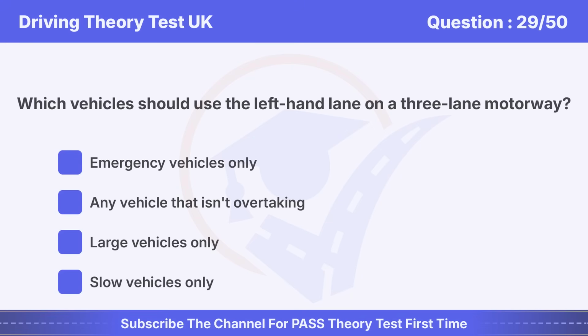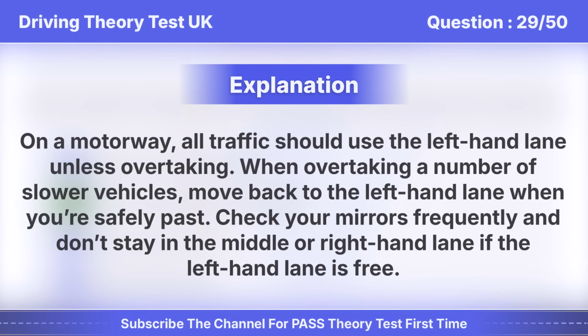Question 29. Which vehicles should use the left-hand lane on a 3-lane motorway? Answer is B. Any vehicle that isn't overtaking. On a motorway, all traffic should use the left-hand lane unless overtaking. When overtaking a number of slower vehicles, move back to the left-hand lane when you're safely passed. Check your mirrors frequently and don't stay in the middle or right-hand lane if the left-hand lane is free.